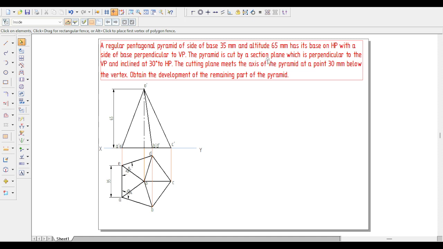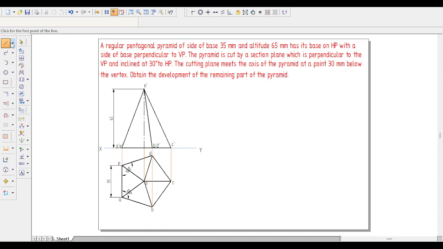Next, here is a cutting plane which is perpendicular to VP and inclined at 30 degrees to HP. We need to use it to cut this pentagonal pyramid, so that the remaining part of the pyramid we can draw as a development problem. One more condition: the cutting plane meets the axis of the pyramid at a point 30 mm below the vertex. From the vertex, at a distance of 30 mm, the axis is going to be cut by the cutting plane, making an angle of 30 degrees to HP.